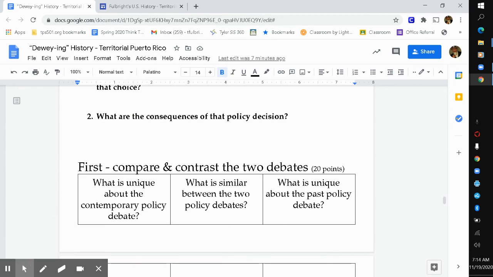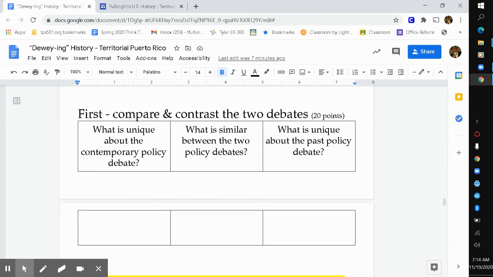Before we make that policy advice, we need to compare and contrast the two debates. So the similarity is we're talking about Puerto Rico, right? And their status. What status were we debating in the past? More or less, who should be in charge of the Puerto Rican government? How should they be treated? What about today? What is it some Puerto Ricans want Puerto Rico to become?